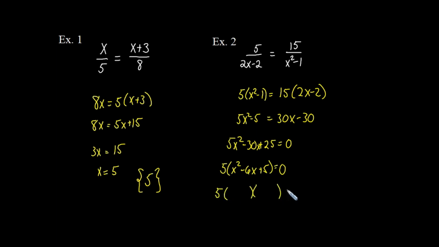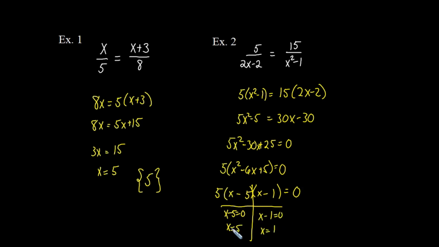So we will factor this into x and x. Factors of 5 are 5 and 1. Looks like they multiply to be positive and add to be negative, so it'll be negative 5 and negative 1. From there, we will set each factor equal to 0. Get x equals 5, and x minus 1 equals 0. X is equal to 1.